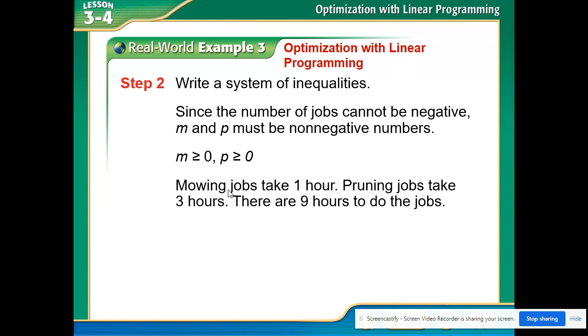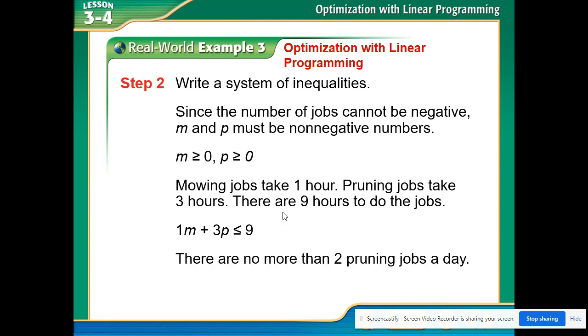All right, mowing jobs take 1 hour, pruning jobs take 3 hours, and there's 9 hours to do the jobs. So 1 times the amount of mowing and 3 times pruning. So 1 mowing plus 3 pruning has to be less than or equal to 9. And we can't have more than 2 pruning jobs, so pruning is less than or equal to 2. So we've got a couple of equations here. We actually have 4 of them.